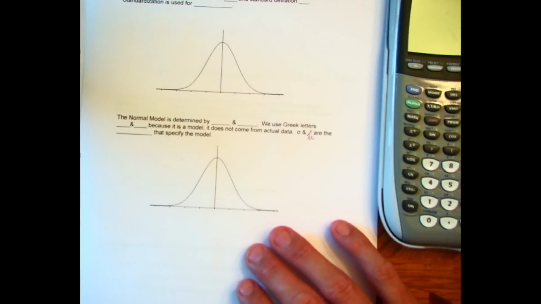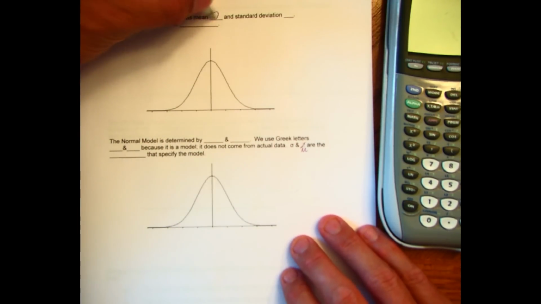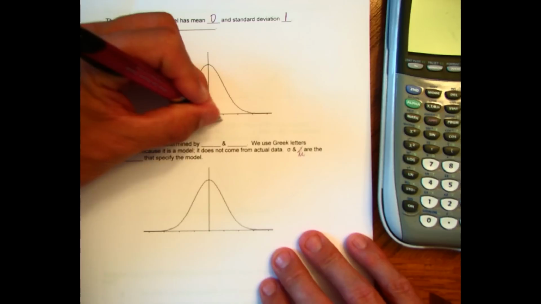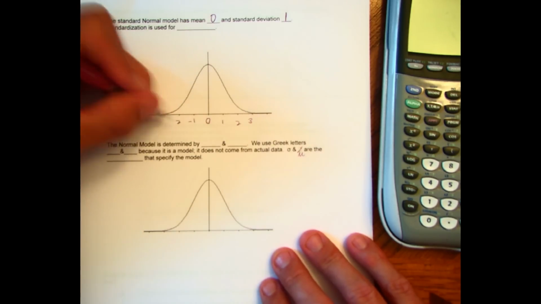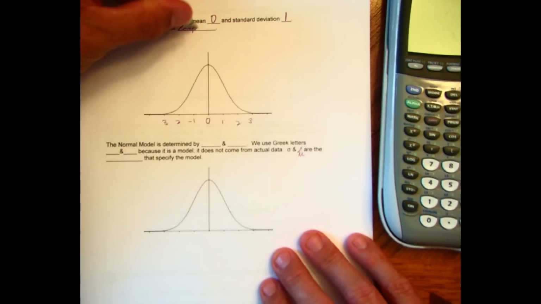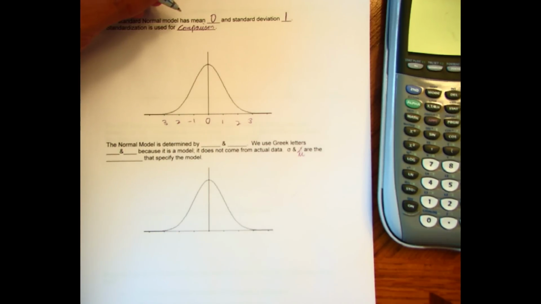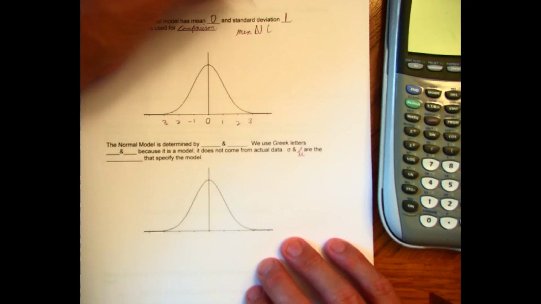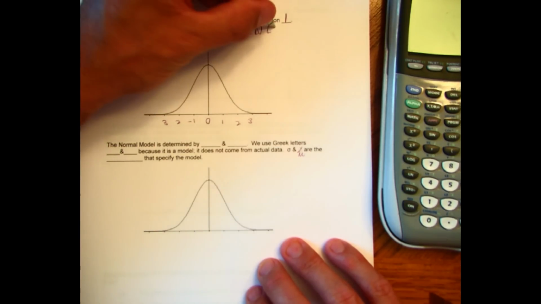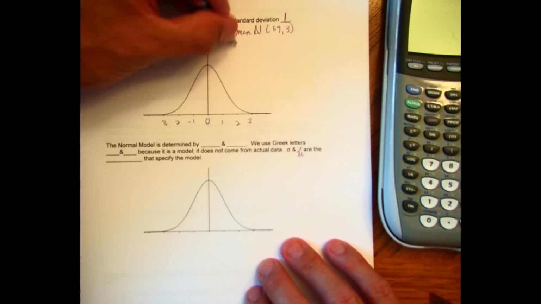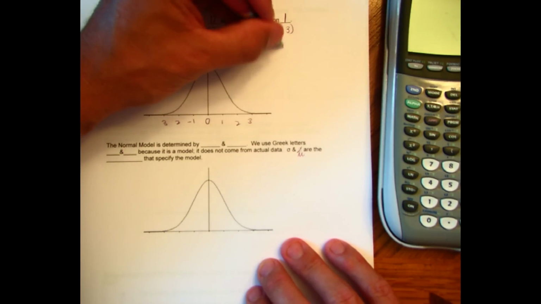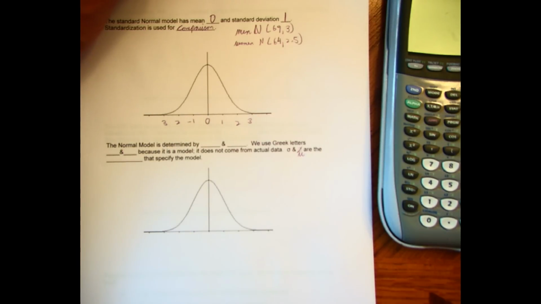Okay, so the standard normal model has a mean of 0 and a standard deviation of 1. So the way that we do a standard normal model is we do it like this. And the reason that we do it is we want to compare. So, for instance, for men's height, I believe that men have a normal model with a mean of 69 inches and a standard deviation of 3. And women, it's something like, I think it's 64 and a standard deviation of 2.5.